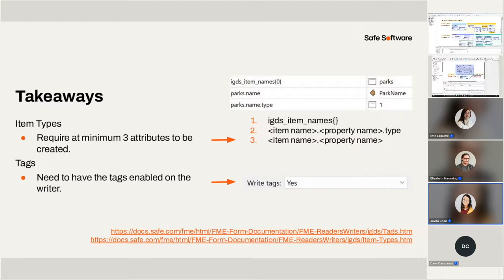If you have multiple property types, so like 0, 1, 2, you can have 3 or more properties in that one item type. And so you will have more than one IGDS item names 0 in your workspace if you're writing multiple item types to different features. So something I found useful. Hopefully it'll be of use to you as well. Yeah, that's something good to keep in mind. Yeah, it is a list. So yeah, you have to make sure to populate the 0, the 1, the 2 in the brackets. Otherwise, it also won't write out.